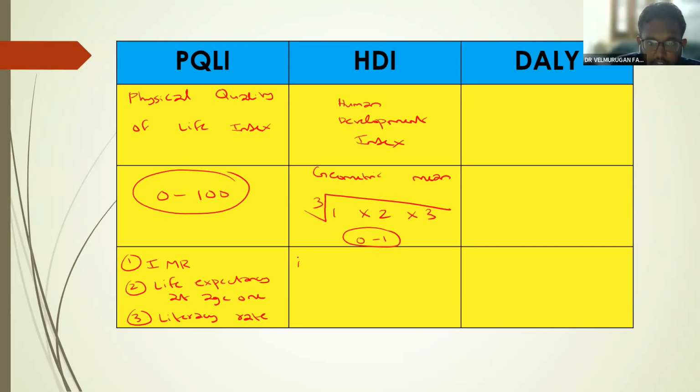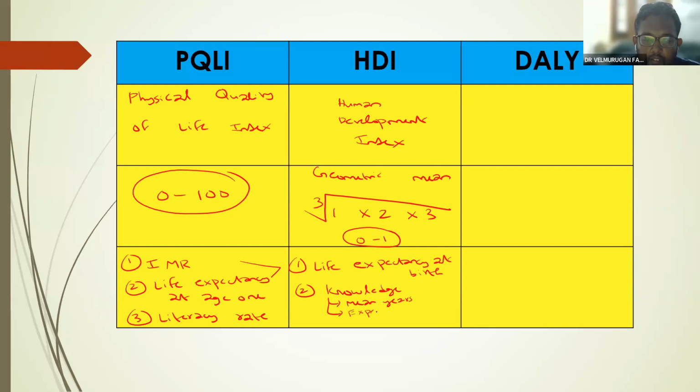So what are the three things here? First, we combine both IMR and life expectancy at age 1 into a single indicator, that is life expectancy at birth. The second one is mainly about knowledge. In knowledge, we have two components: mean years of schooling and expected years of schooling.